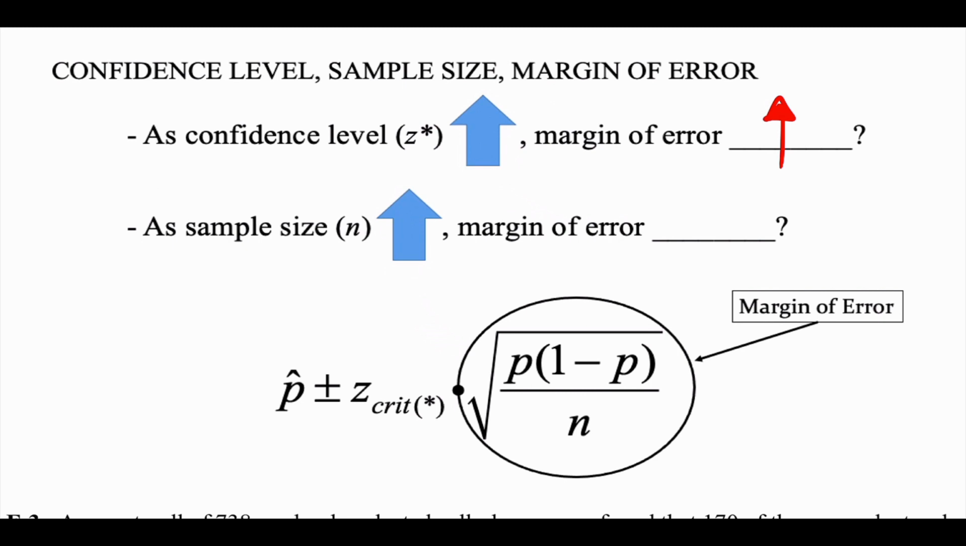Okay. Sample size. As sample size gets bigger, so let's say for my last problem, it was a sample of 75. I'm going to do it again, but this time I'm going to get a sample of 500. 500 dishes. What's going to happen to my margin of error? Because you're right, it will get smaller. That's the answer.